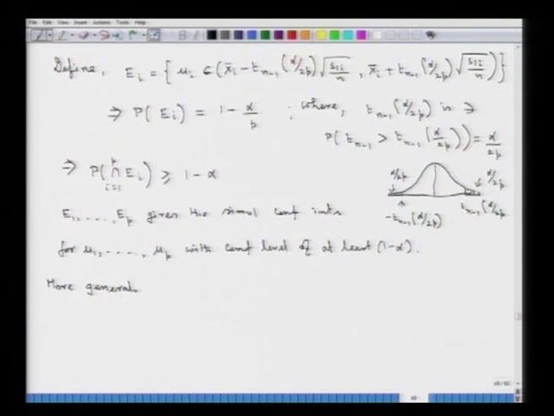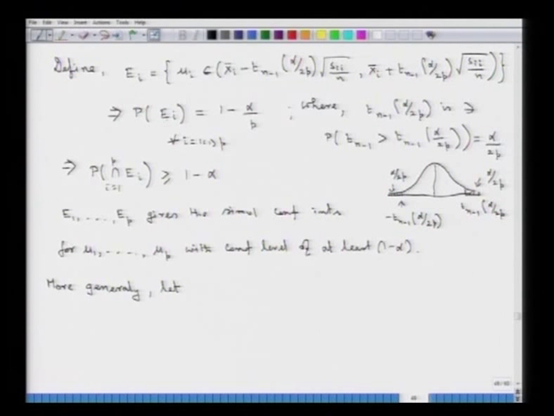So more generally, note that when we are looking at these E_i events for the parameter mu_i, we are choosing these E_i sets in such a way that the probability of each E_i equals 1 minus alpha by p. This is true for every i equal to 1 up to p. So we have the probability of coverage of each of these mu_i's to be exactly equal to 1 minus alpha by p for all the i's.